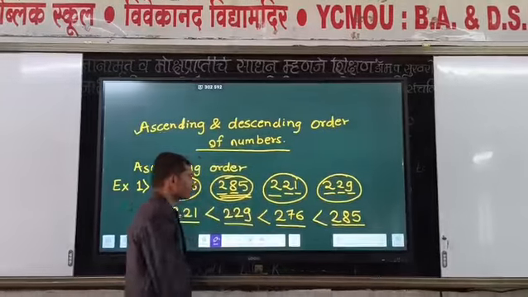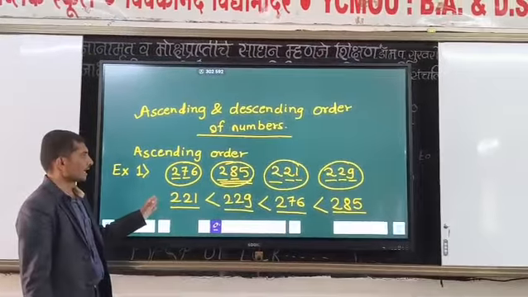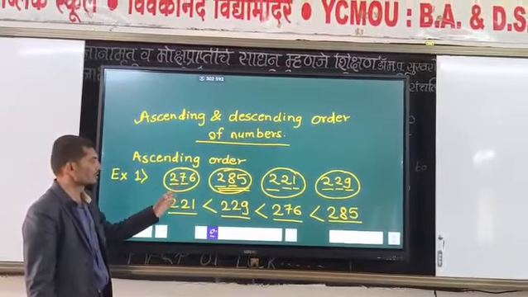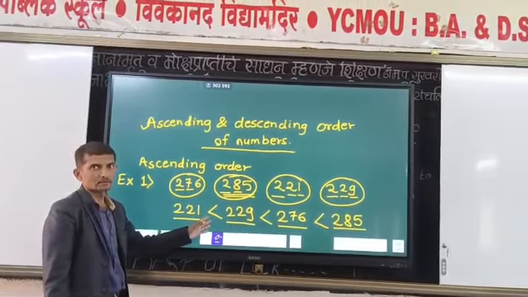285. By this way we can arrange all these given numbers in ascending order.